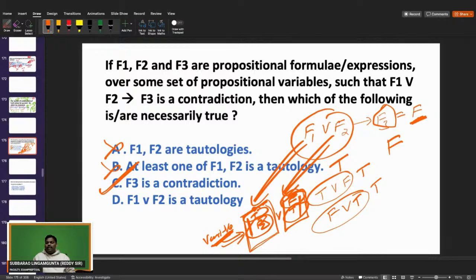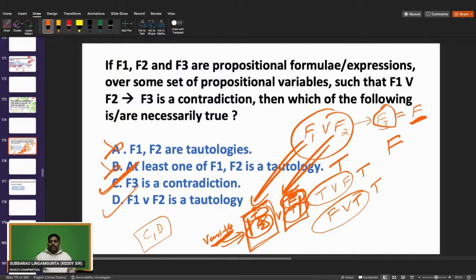What about option D? F1 or F2 is a tautology? F1 tautology is wrong. F2 tautology is also wrong. But F1 or F2 is a tautology. If it is not a tautology, the left side becomes false. False implies anything, it will become true. But I want finally a contradiction. So I think D is also right. The answer is C and D.